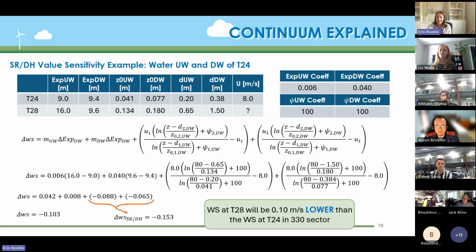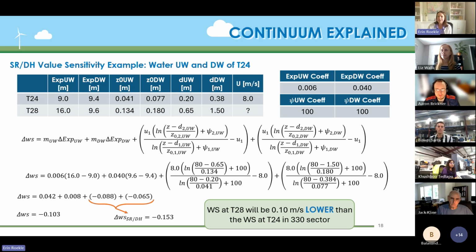So the wind speed at T28 is actually going to be lower than what we were seeing at T24, which, if you start thinking about it, makes sense. At T24, we have those lakes, so there's not as much surface texture to grip onto that wind speed. So we're going to have a higher wind speed at T24 relative to T28, where we have a lot of surface going on and it's grabbing onto that wind speed and slowing it down. So if we added that water, both upwind and downwind of T24, we actually saw that T24 was going to be higher than over at T28.